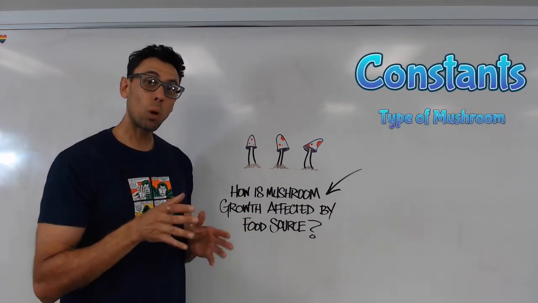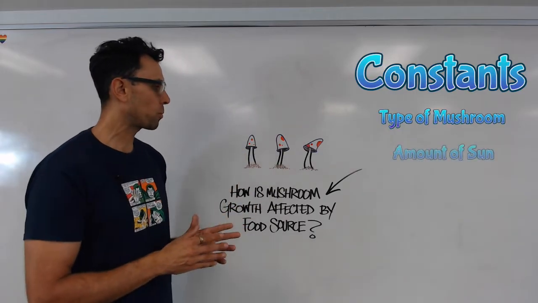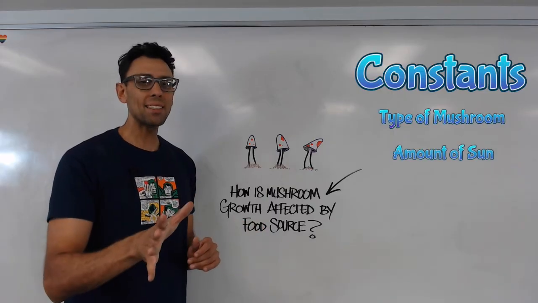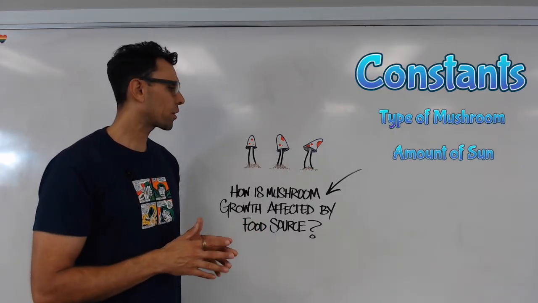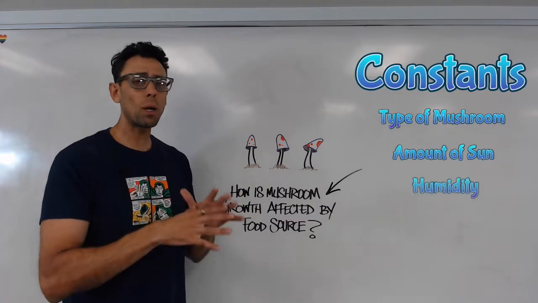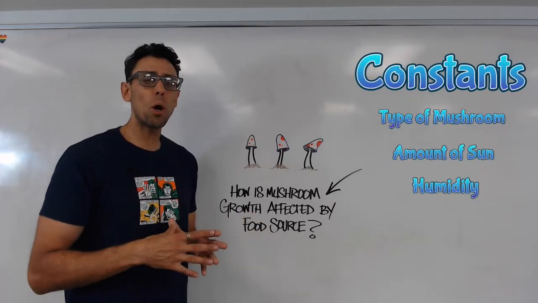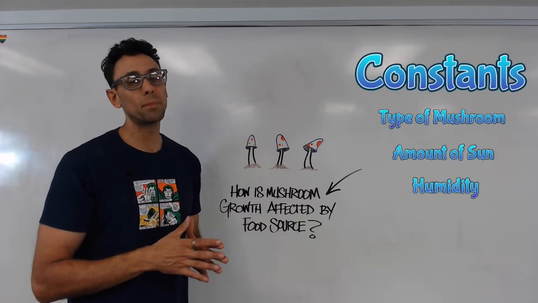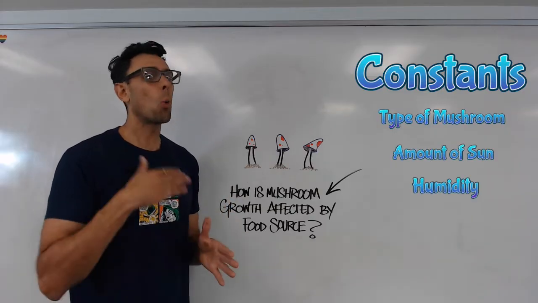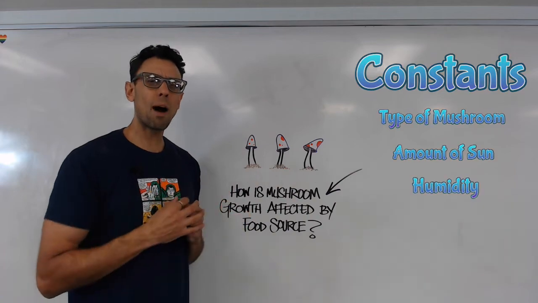Next, I'd want to make sure that the amount of sunlight I'm exposing the mushrooms to is exactly the same. And lastly, I would also want to consider the humidity or amount of moisture in the air. I'd want to make sure that in terms of the atmosphere, these mushrooms are being exposed to the same amount of water. Okay, now those are just three constants. If we were really going to set this up, we could come up with a much more extensive list. Did your list match mine?